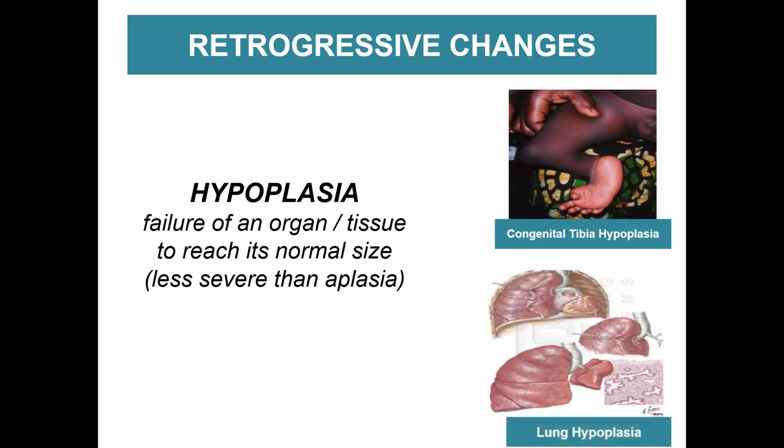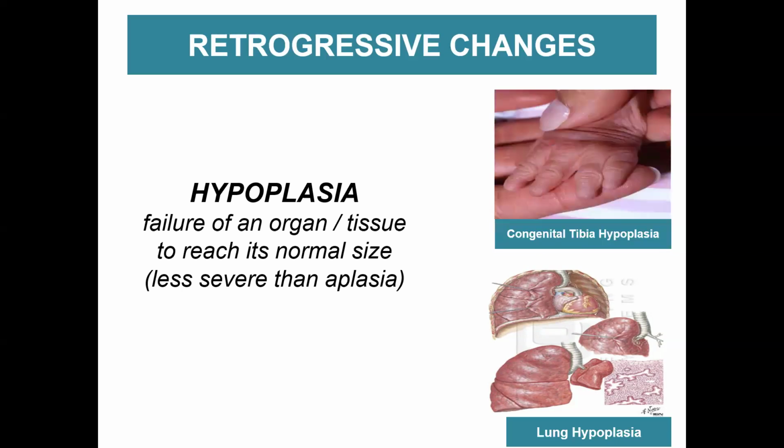Also have here your lung hypoplasia. As you observe, this is the normal size of the lung and this is the hypoplasia. So the left lung is decreased in size. Basically, of course, the functions of these organs are affected. You also have your finger hypoplasia.